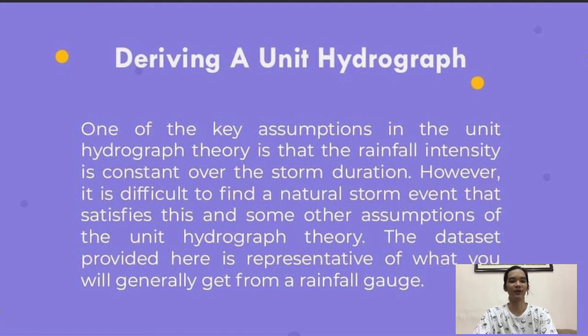Today, I'm going to discuss deriving a unit hydrograph. One of the key assumptions in unit hydrograph theory is that the rainfall intensity is constant over the storm duration. However, it is difficult to find a natural storm event that satisfies this and some other assumptions of the unit hydrograph theory. The dataset provided here is representative of what you will generally get from the rainfall gauge.